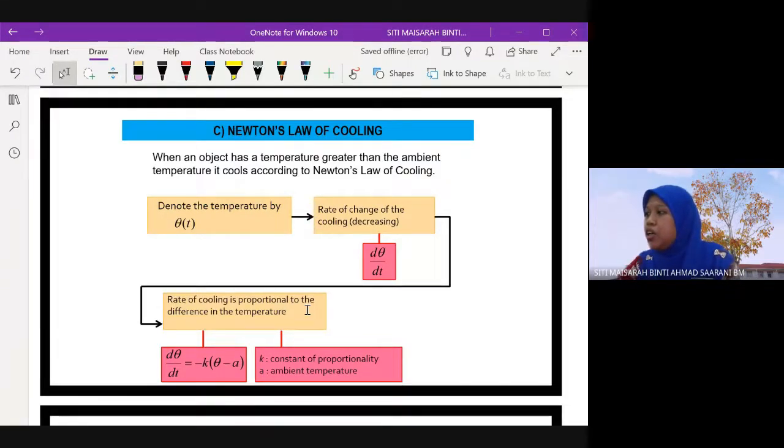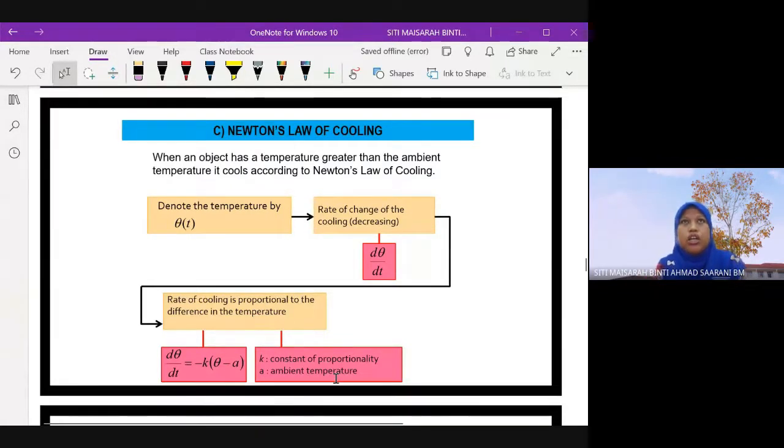So, which stated that the rate of cooling is proportional to the difference in the temperature. Okay, kalau let's say denote the temperature by theta in term of T. So rate of change of cooling is decreasing. Sebab apa? Sebab rate of cooling is proportional to the difference in the temperature. So di theta, dia punya difference in temperature is theta minus dengan ambient temperature. Ambient temperature ni is actually related to surrounding temperature.